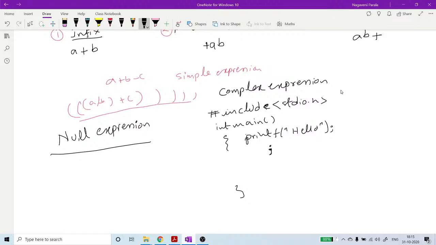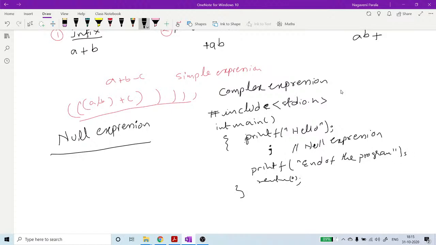So the first line is printf hello, and this I am writing as a comment. This is a null expression. And then after that printf end of the program, and I have written return 0. That means here a statement, hello, is printed. The null expression will be compiled and executed, and it won't give any error.